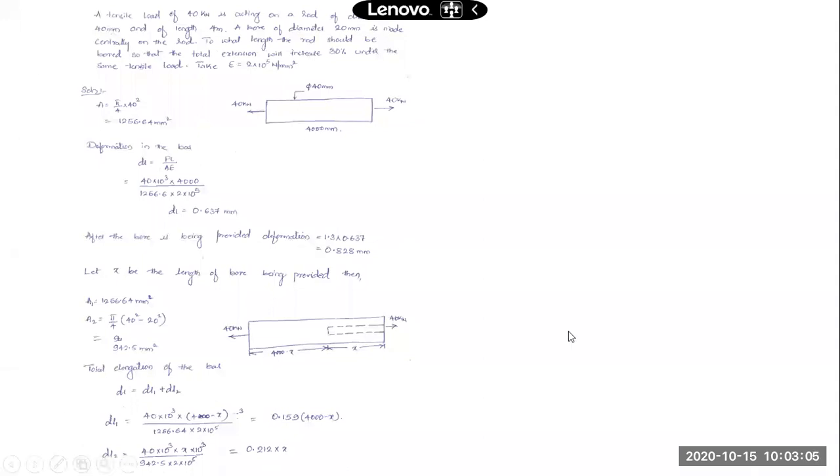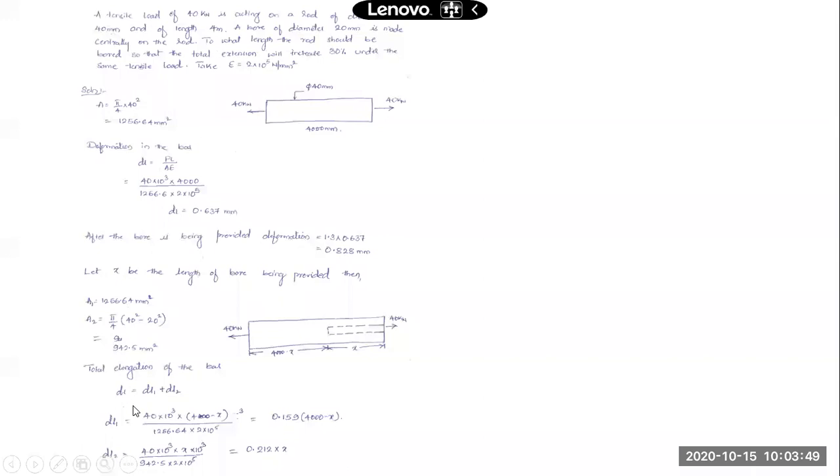There was a bar of 4-meter length and 40 diameter, and you were asked to determine what should be the length of this bore, this hole which is drilled in the bar, if its extension is to increase by 30%. First we determined the extension without the bore. It was 0.637, and after drilling this hole, the extension should be 30% more than this. That is 1.3 times this 0.637. It comes out as 0.828.